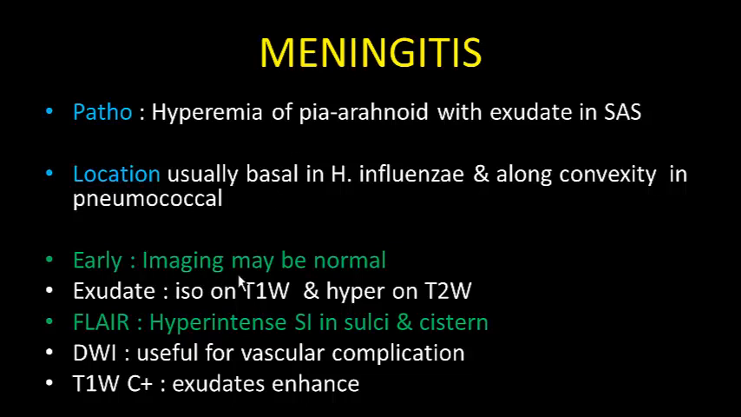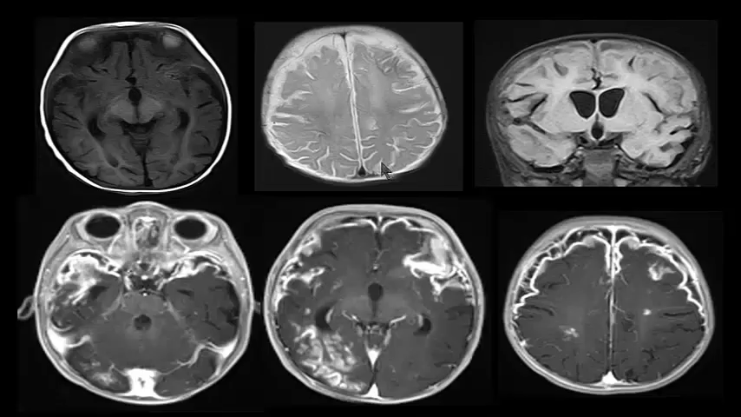So early in the imaging, in a very early bacterial infection, the imaging may be normal. The exudate is typically iso on T1 and hyper on T2. On FLAIR imaging, it's hyperintense in the sulci and cisterns. Diffusion weighted images are abnormal whenever there is a vascular complication, and these exudates enhance with contrast.